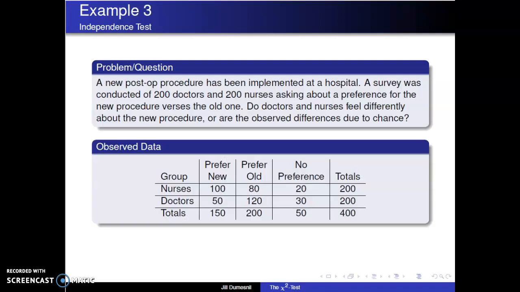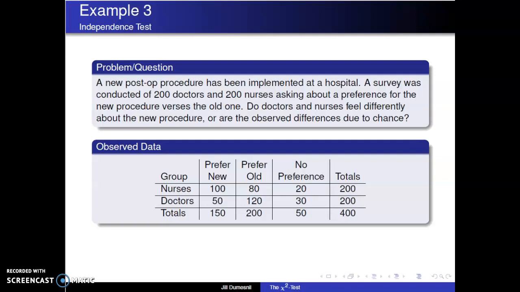This time we have the observed data given in the chart. There are 2 categorical variables. One is profession with values of nurse or doctor. The other variable is preference with 3 possible values. The total column indicates a total of 200 nurses and 200 doctors.